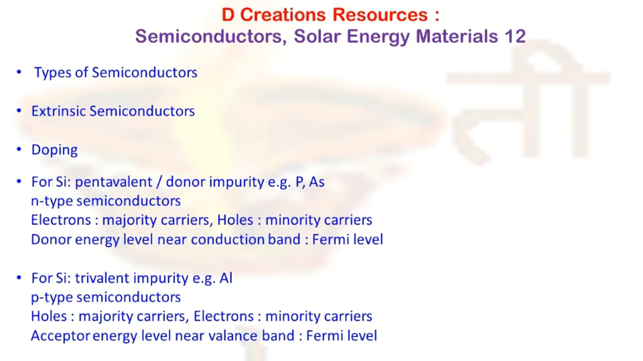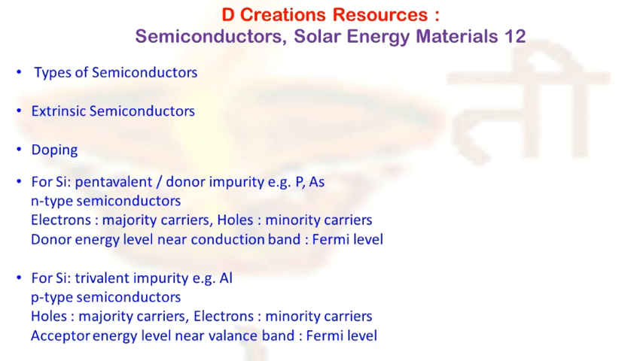Now since acceptor energy level is very close to valence band edge, which we can call as EV, V corresponding to valence band, you require very little thermal energy to excite the electron from valence band to the acceptor level. Now at room temperature, all acceptor levels get filled with electrons. So this results in creation of the holes in valence band.